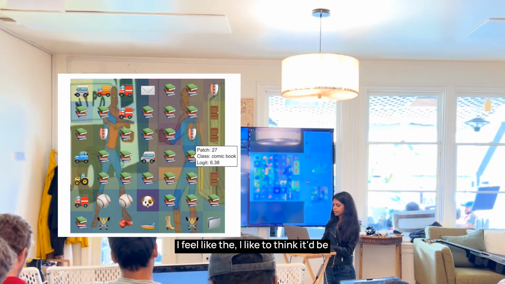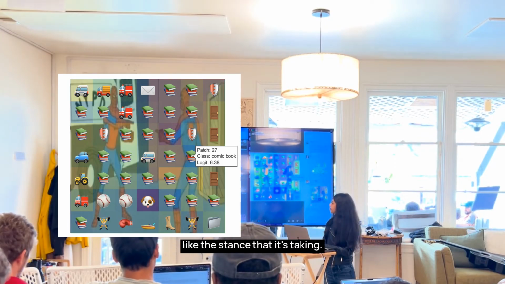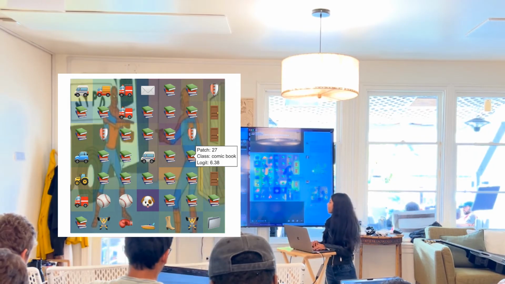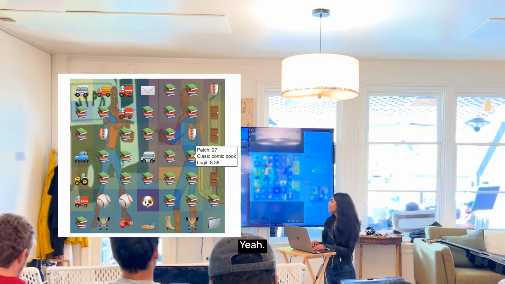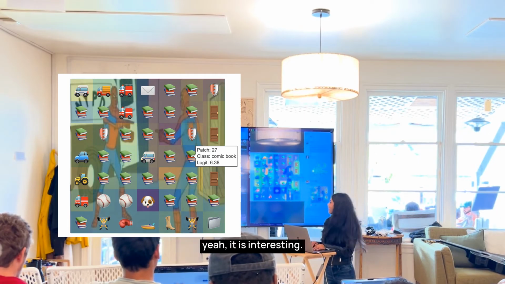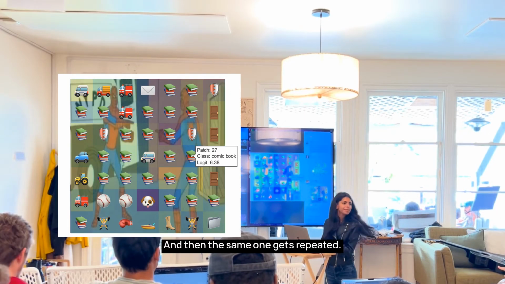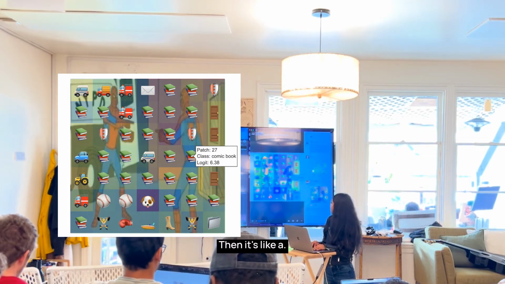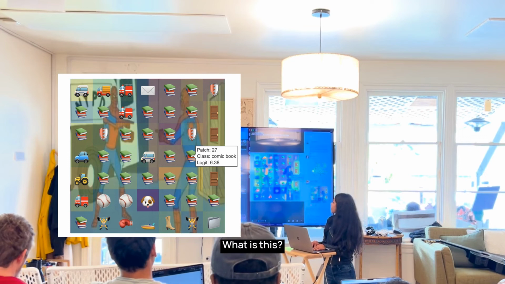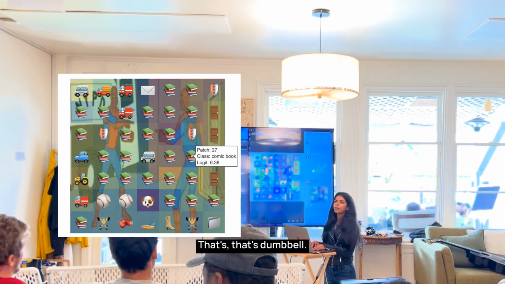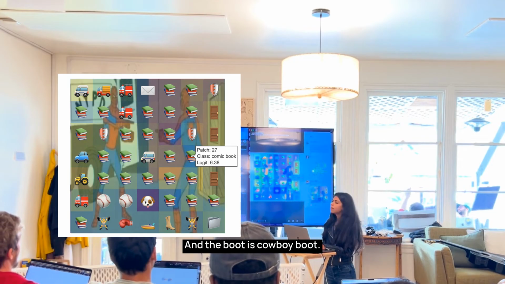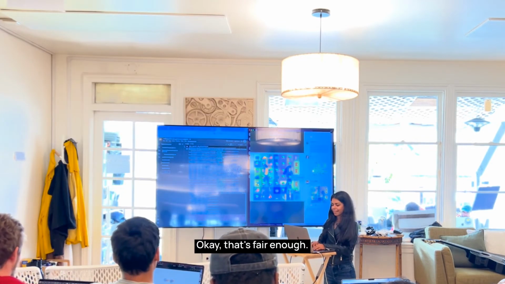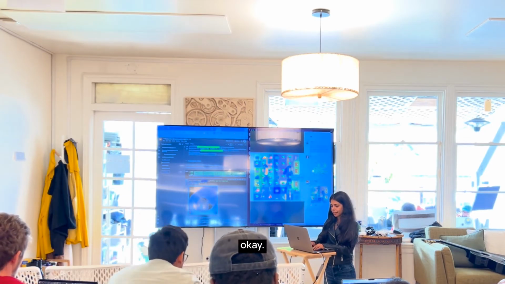I feel like the weightlifting thing could be the stance that it's taking. Right. Yeah, it's like a fighter stance. And like here's also like a fighter stance. Yeah. It's interesting that they're different. Right, yeah, it is interesting. And then the same one gets repeated for the other guy right here. And then there's like a heel boot, the fourth one. What is this? That's dumbbell. Dumbbell? And the boot is cowboy boot. Red cowboy boot. Okay, that's fair enough. I think that's fine.